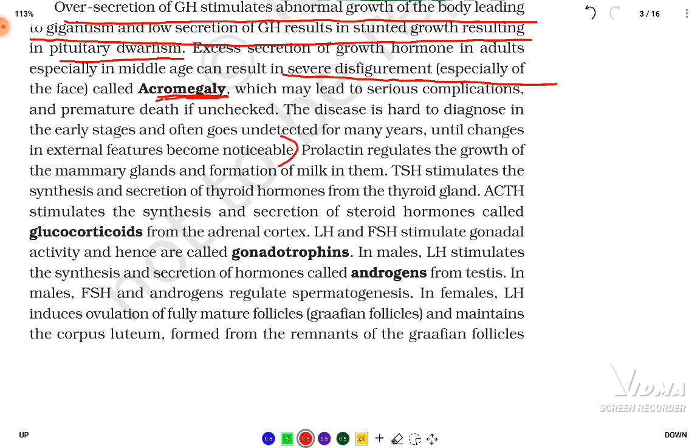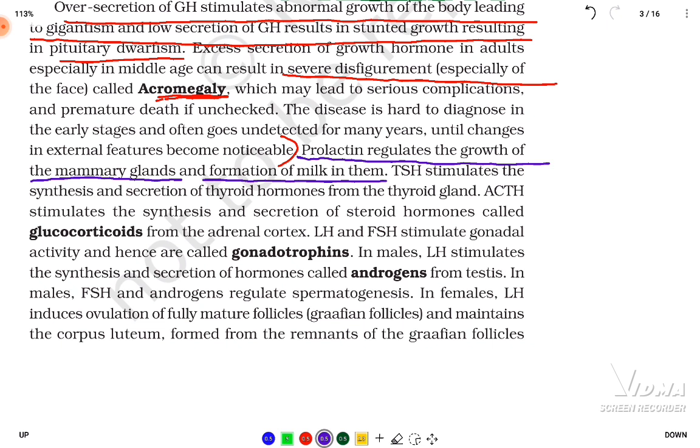Next we are going to start off with prolactin. As the name suggests, prolactin regulates the growth of the mammary glands and production of milk in them. Very easy, as the name itself suggests, it acts upon the mammary glands and is useful in the production of milk. Now next is TSH. What is TSH? Thyroid stimulating hormone. It stimulates the synthesis and secretion of the thyroid hormones from the thyroid gland. As the name suggests, the thyroid hormone is released from the thyroid gland.